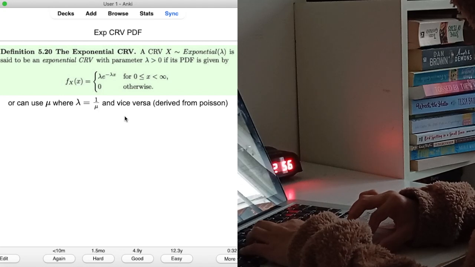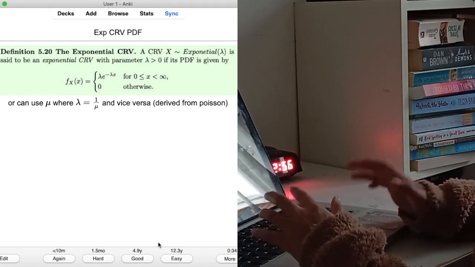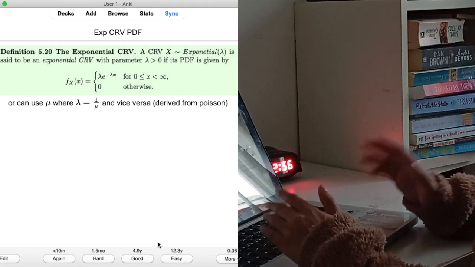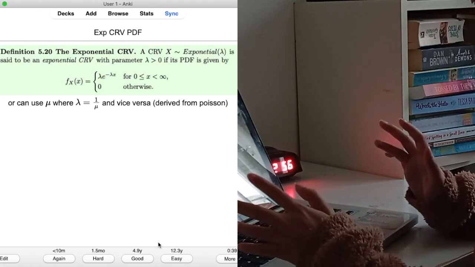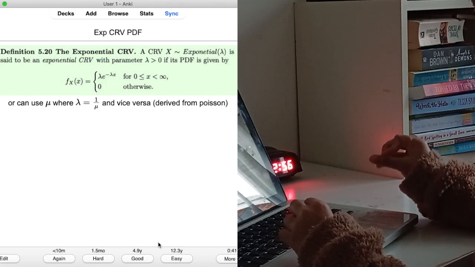So this is the Anki workflow. I would use this every single day leading up to the exam, starting a month before the exam, or if not a month, then 3 weeks before the exam.